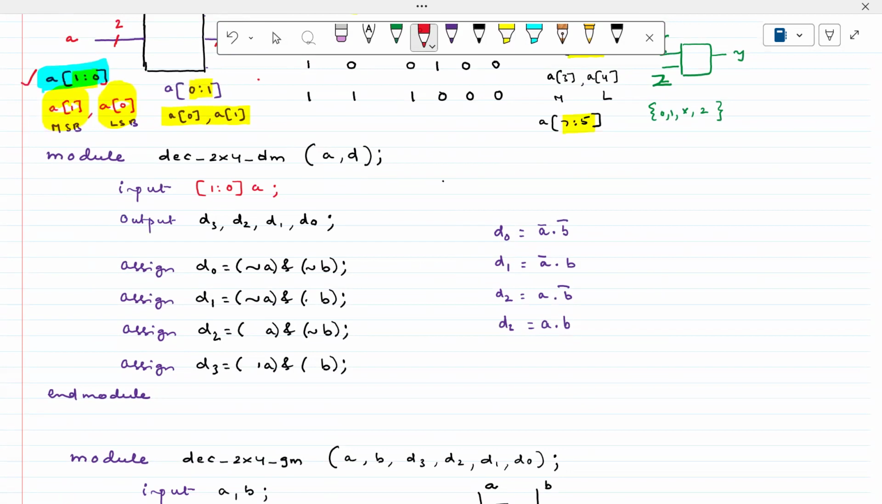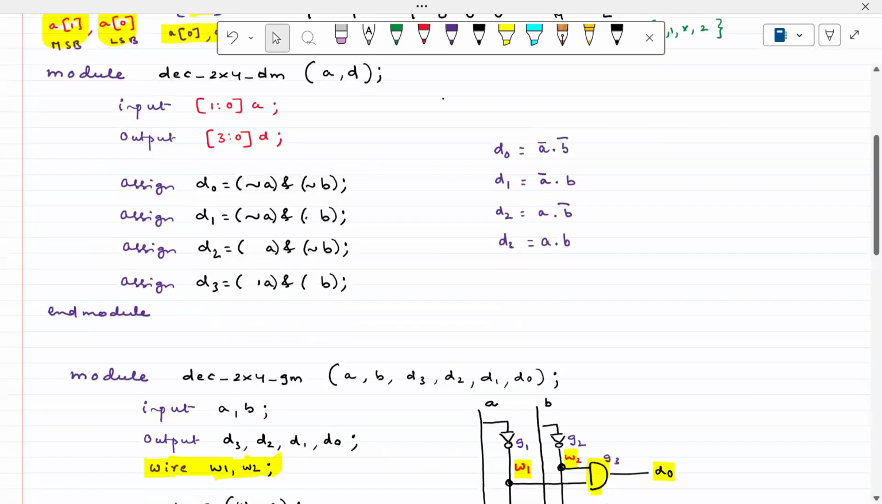1 down to 0 of A. That means A is a 2-bit line. A is a 2-bit line. Okay. Similarly, here how can I write? 3 down to 0 of D. Like this? Right. Next.